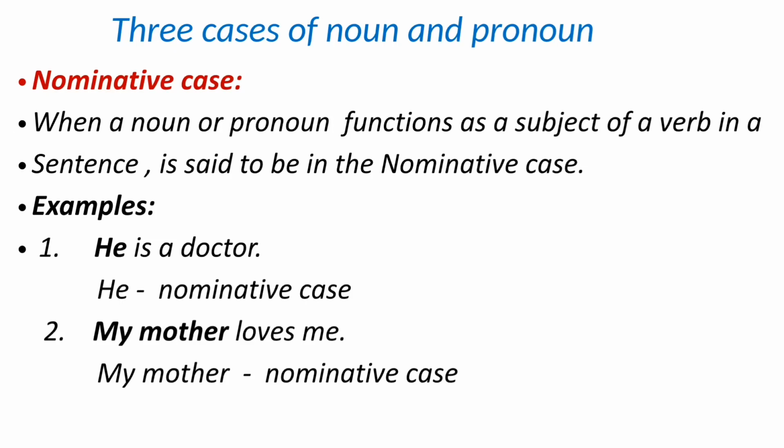Now come to the main point. There are three cases of noun and pronoun. First one is nominative case. We call it as subjective case also. When a noun or pronoun functions as a subject of a verb in a sentence, it is said to be in the nominative case. See the examples.